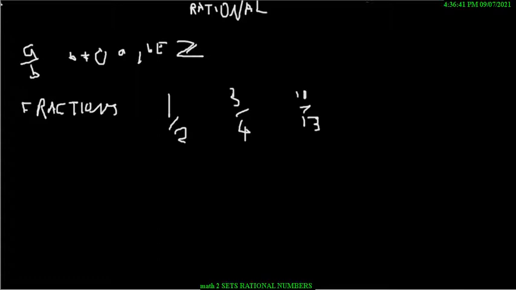Rational numbers with terminating decimals. So 1.5, 0.5, 0.125, all these with terminating decimals are rational numbers. 0.1011, as long as we've got terminating decimals, these are rational numbers. And also rational numbers with repeating or non-terminating decimals.